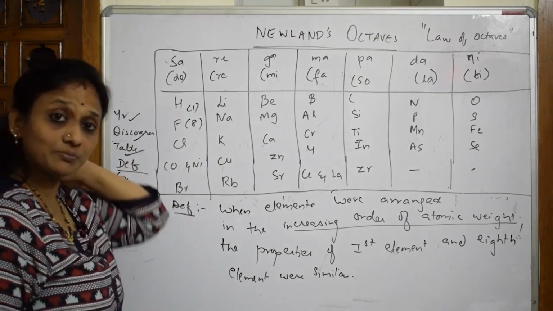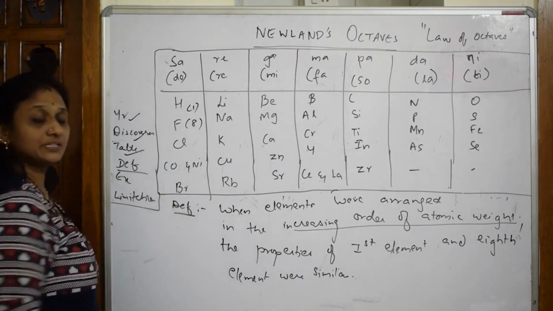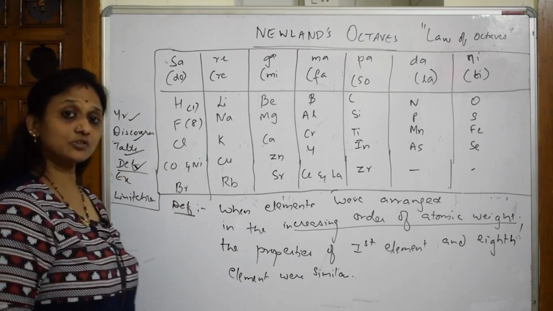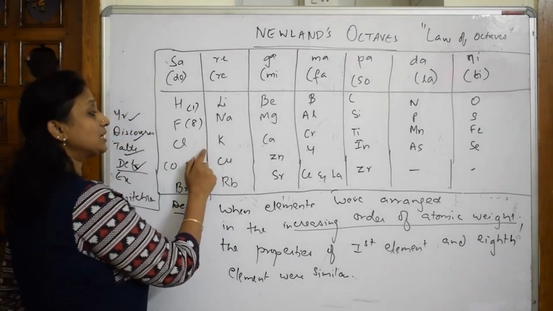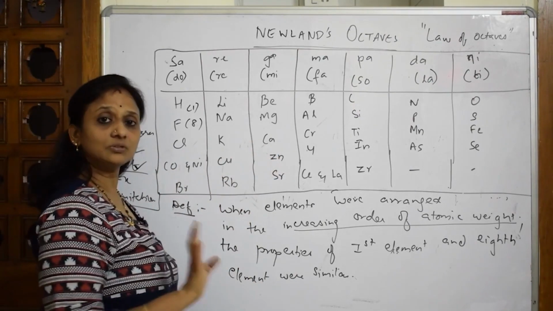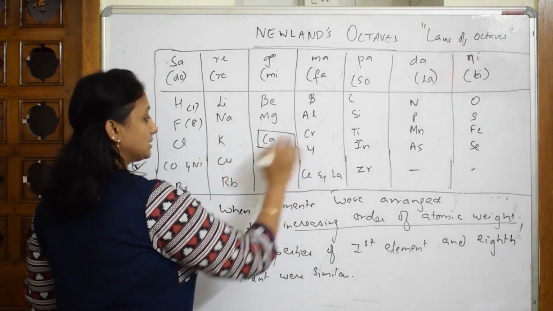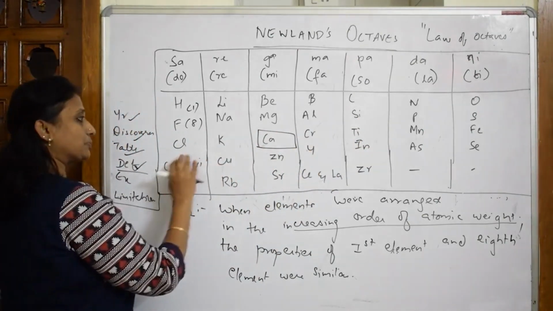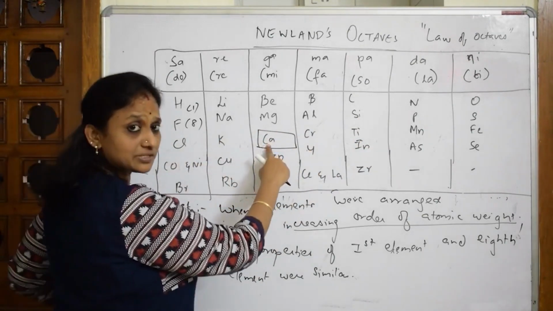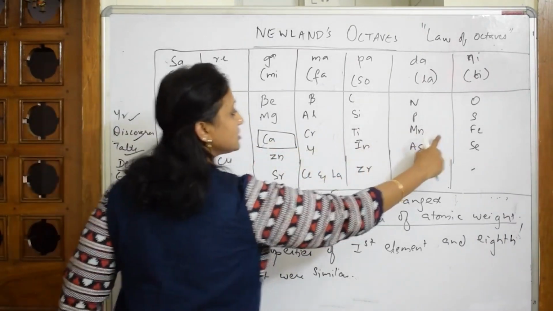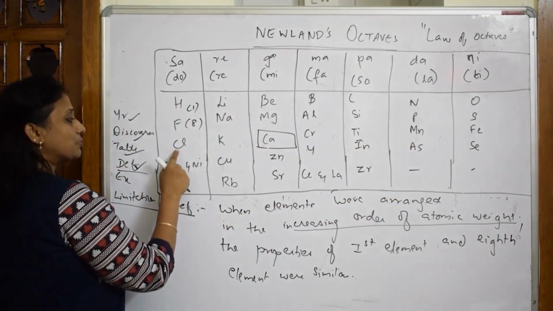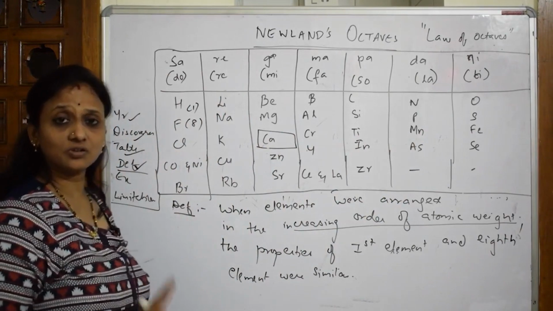Done. But problem starts where whatever concept he has given us, the definition is over. Whatever concept he has given us, this was applicable only till calcium element. After that, this element was the last element. After this, when he started arranging, the property changed. He arranged till calcium, and then started arranging like this. When he started arranging, the properties of this and this have become dissimilar, not similar.